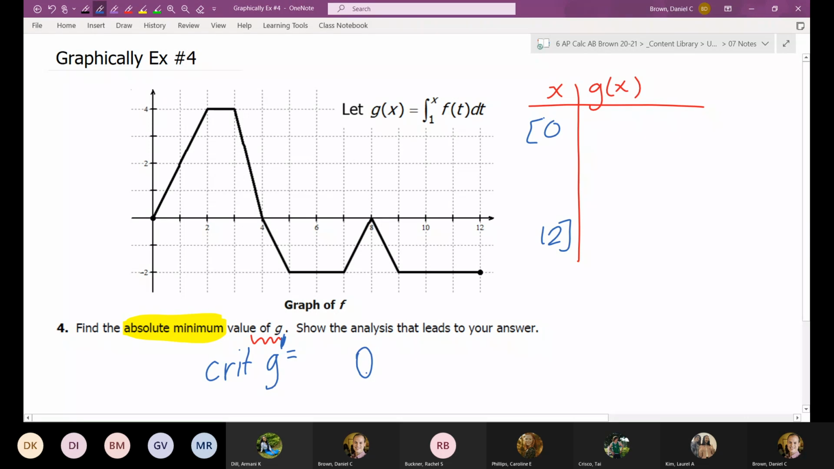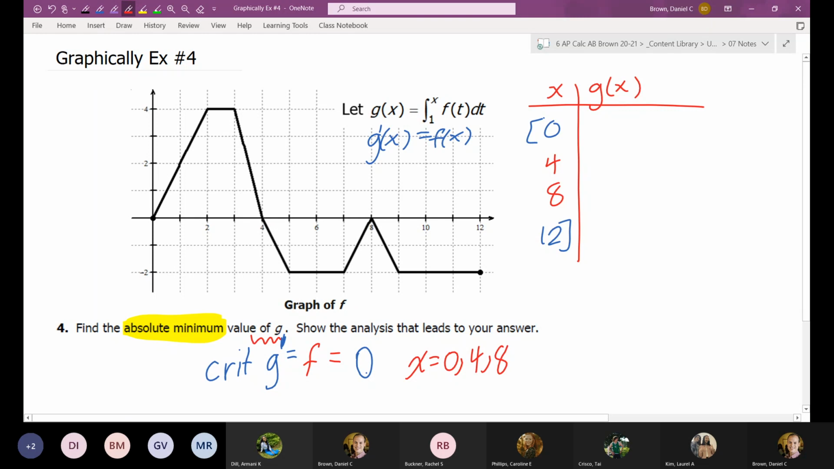Well, using the second FTC, what is g prime the equivalent of? f of x, right? Remember, g of x is the integral, so g prime is equal to just f of x. That's using the common case. So I'm looking for where g prime is equal to 0, but g prime is equal to f, so I'm looking for when f is equal to 0. Well, where is f equal to 0 on that graph? At 0, 4, and 8. So those are my critical points. 0 is already an endpoint, so I'm not going to repeat it, but we do have 4 and 8 to add to it.